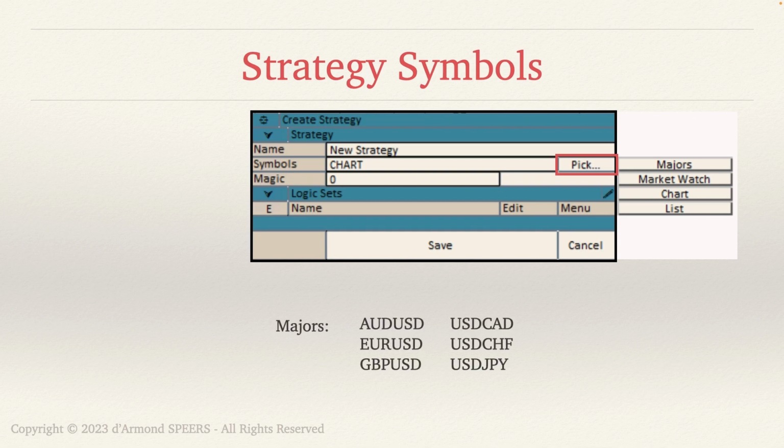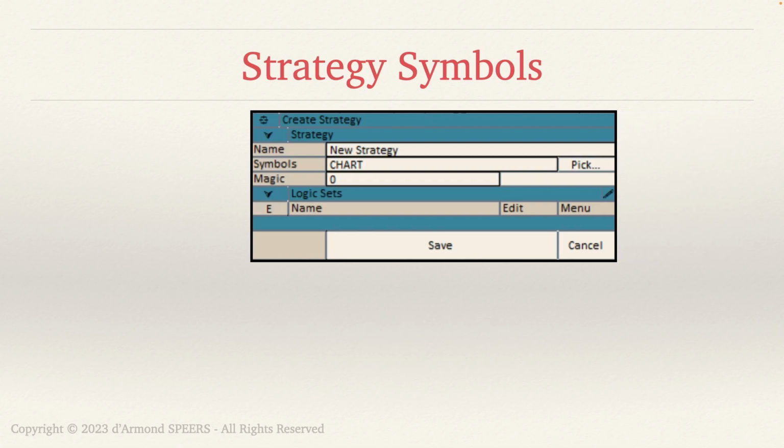Majors would run the strategy on the 6 USD crosses. Market Watch runs the strategy on all of the symbols in your Market Watch at the moment the strategy is activated. List uses the list of pre-configured symbols that you can set in the ChartLogic inputs. And as we've seen, chart means just run it on one chart, the chart where we're currently running. As you must be getting used to by now, though, there are details.